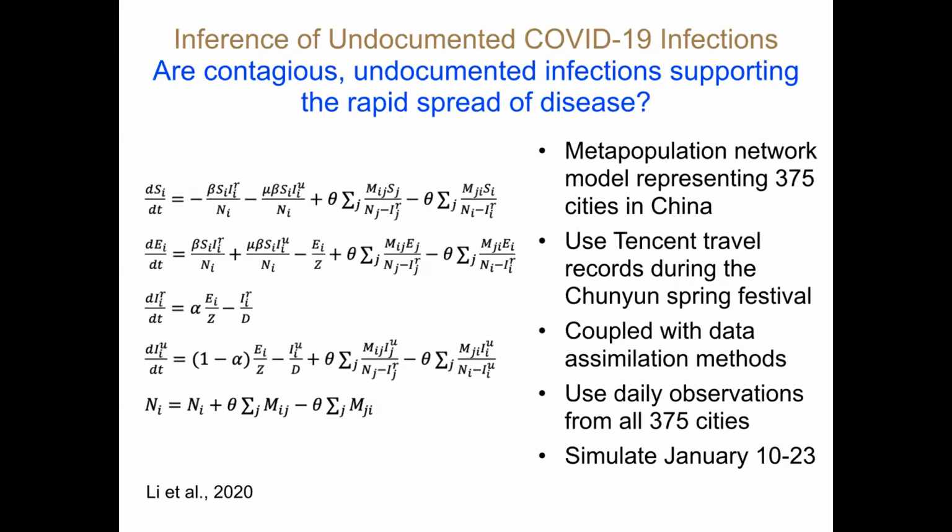The entire system is coupled with data assimilation methods, which are Bayesian inference methods, which allow us to ingest daily observations from all 375 cities and adjust the model and make estimates of critical parameters within the model, which is the exercise that we're ultimately trying to do.